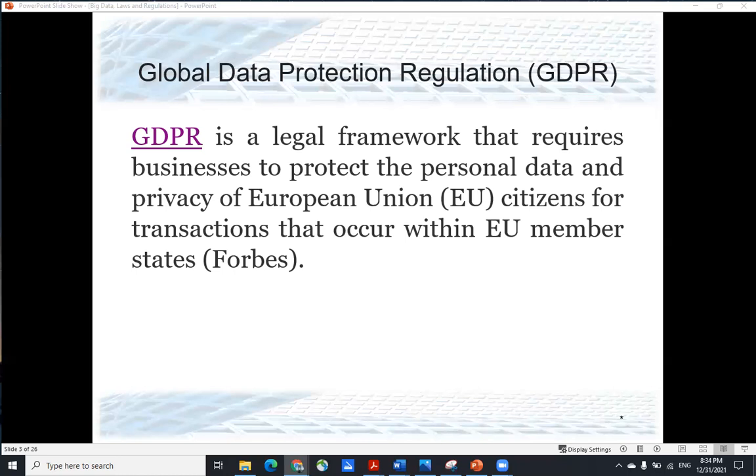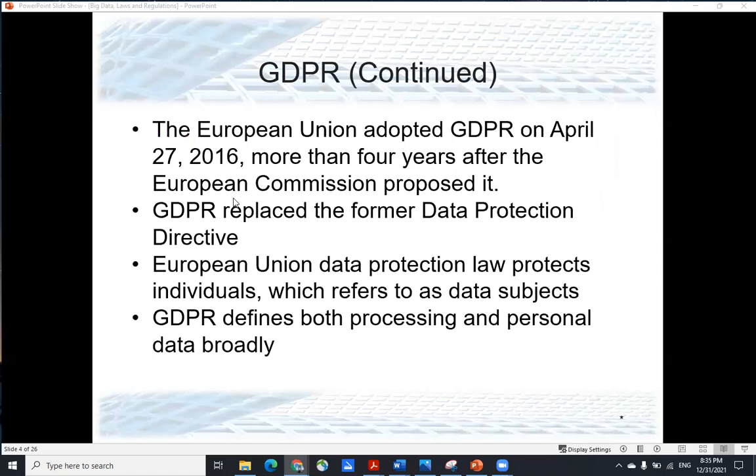So again, in April of 2016, the European Parliament adopted this GDPR, and it replaced the Data Protection Directive, which was enacted in 1995. The European Union adopted the GDPR on April 27, 2016. Four years earlier, the European Commission had proposed the GDPR in 2012. Then in 2016, the European Union adopted and accepted it, and they gave companies 2 years to follow through and be ready.